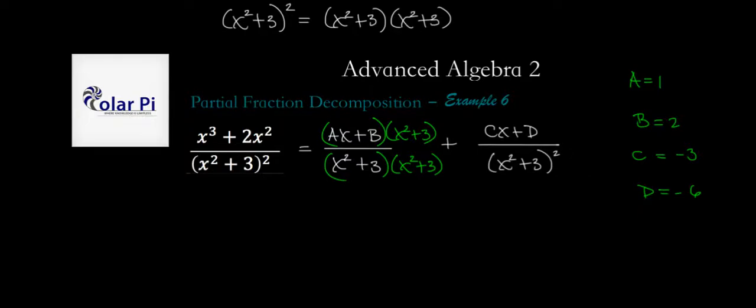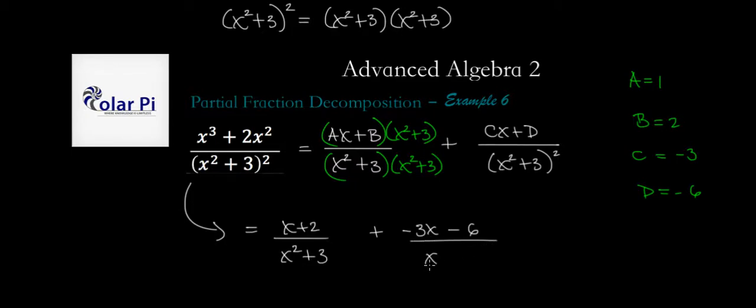Because all I have left to do is now claim that this is equal to ax plus b, and so a is 1 and b is 2, so x plus 2 divided by x squared plus 3, and then plus cx plus d, and so that's negative 3x, and then d is -6, so plus a -6, which is -6, and then all of this divided by x squared plus 3, x squared plus 3 all squared.